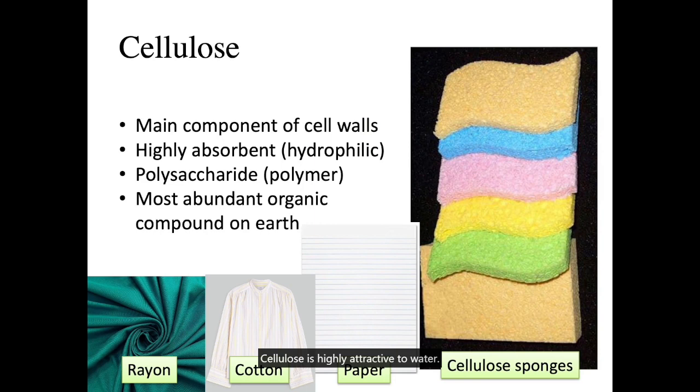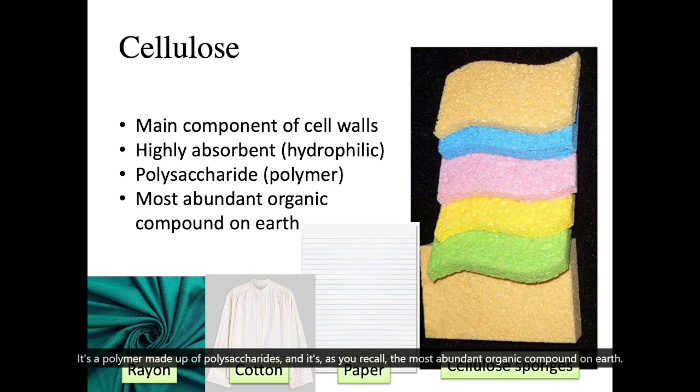Cellulose is highly attractive to water. It's highly absorbent. It's hydrophilic. It is, of course, as you know, the main component of cell walls. It's a polymer made up of polysaccharides, and it's, as you recall, the most abundant organic compound on Earth. We use it to make sponges, and these are cellulose sponges shown here on the right. We use it to make rayon. We use it to make cotton. We use it to make paper.